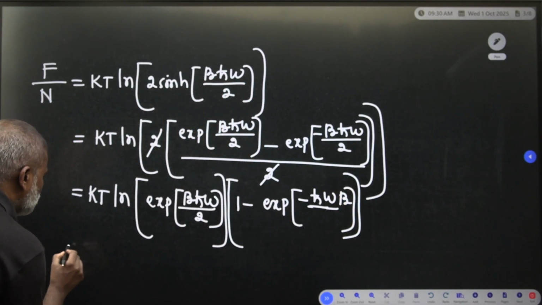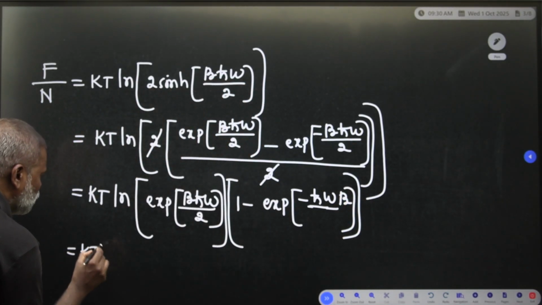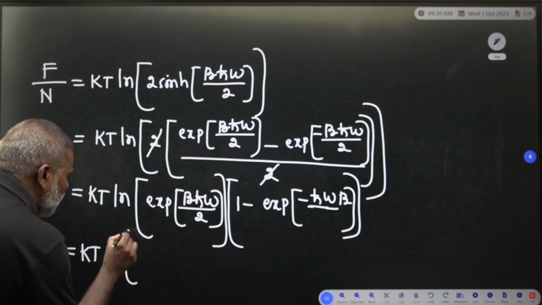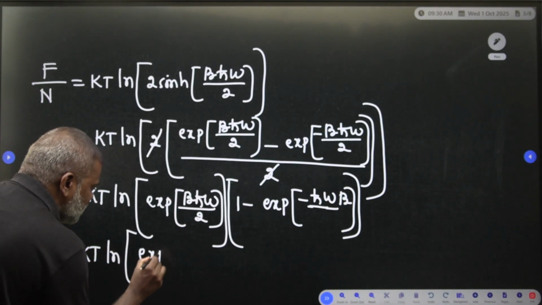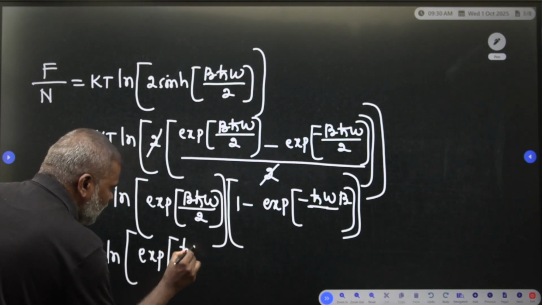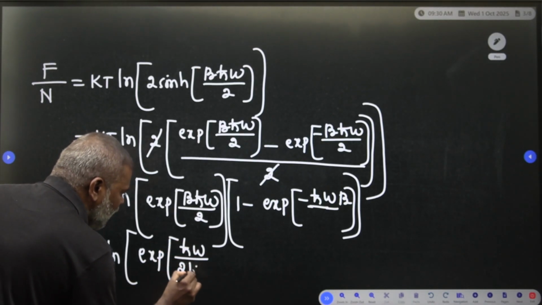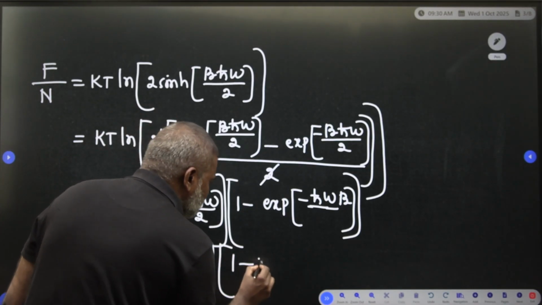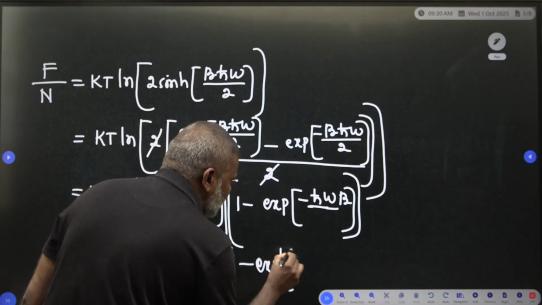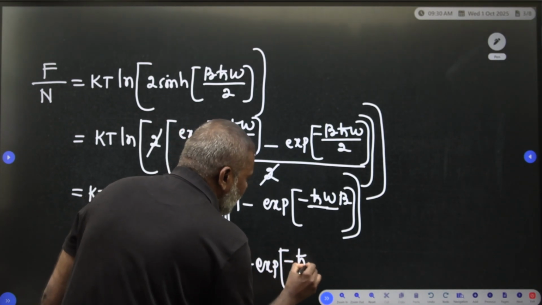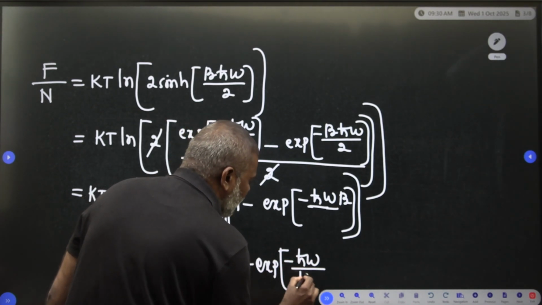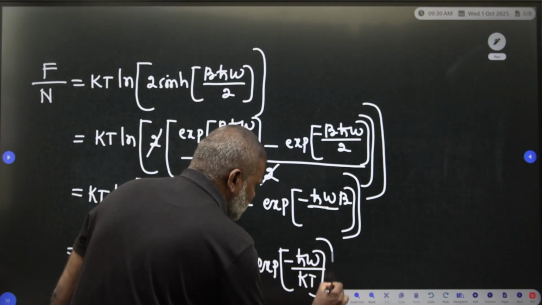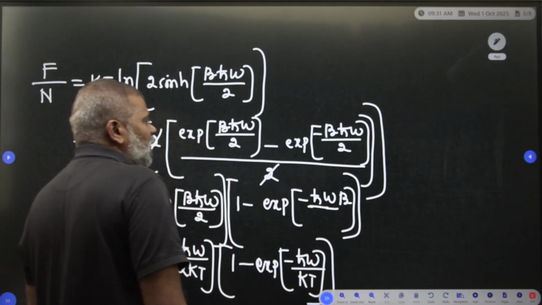So, now you have to substitute beta. What is your beta? Beta is equal to 1 by kT. Your exponential of h cut omega divided by 2kT, into 1 minus exponential of minus h cut omega divided by kT, you have to write.